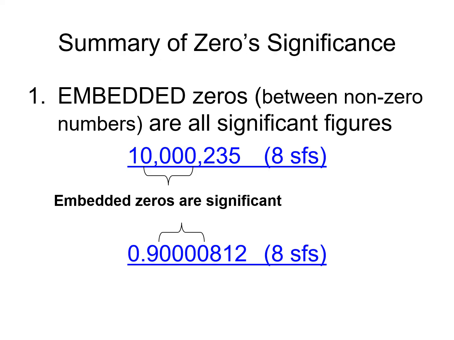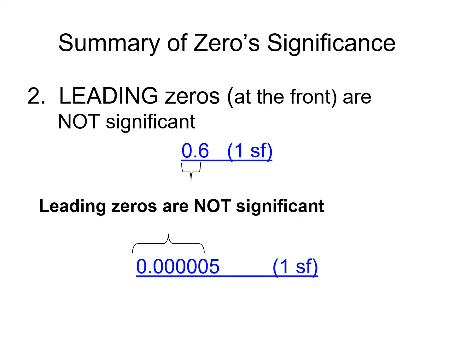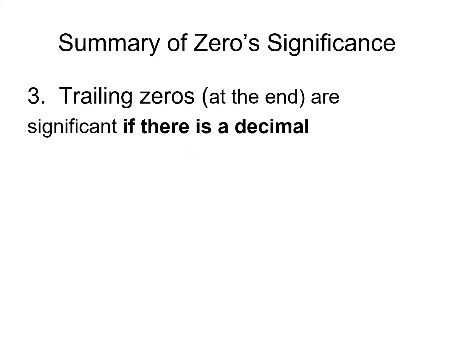The example on the bottom is a decimal number. The zeros count there not only because they come after a decimal, but because they are embedded between a 9 and an 8, which are significant. Leading zeros are not significant if there is a decimal or not. Those are not actually measured. They simply are placeholders showing you where the decimal is. Both of these examples have only one significant figure, the 6 or the 5.